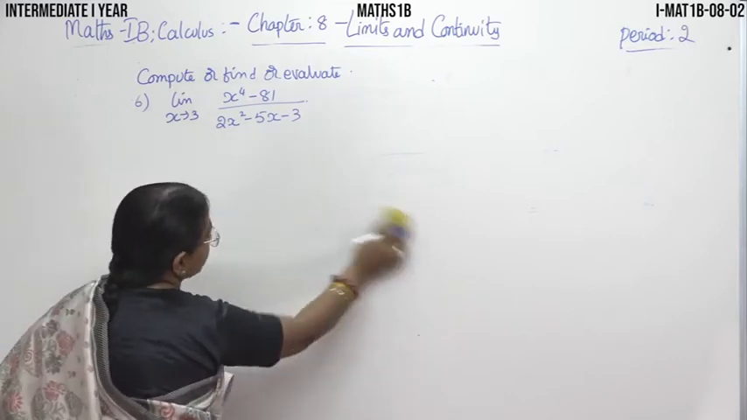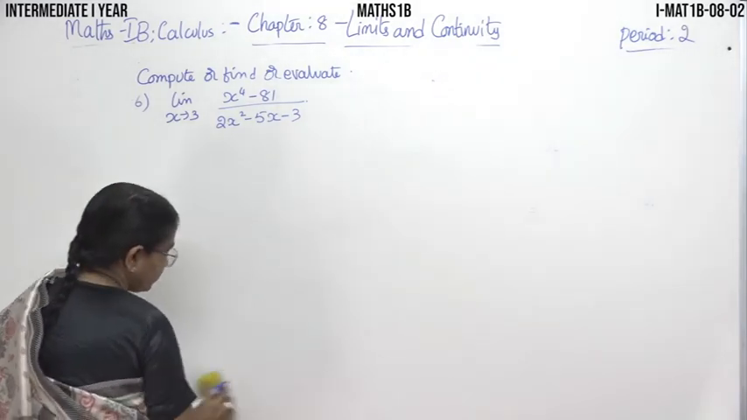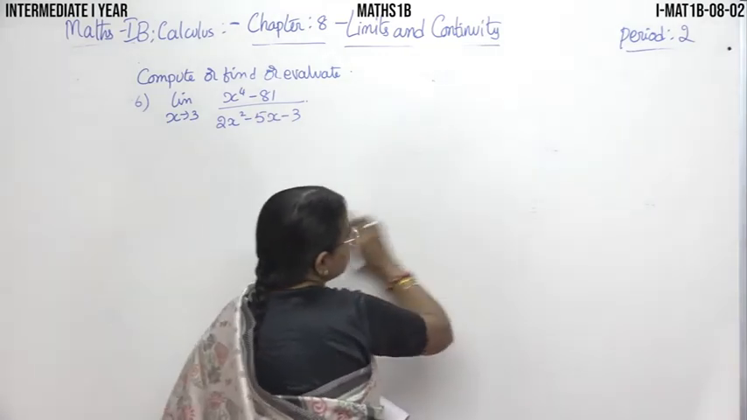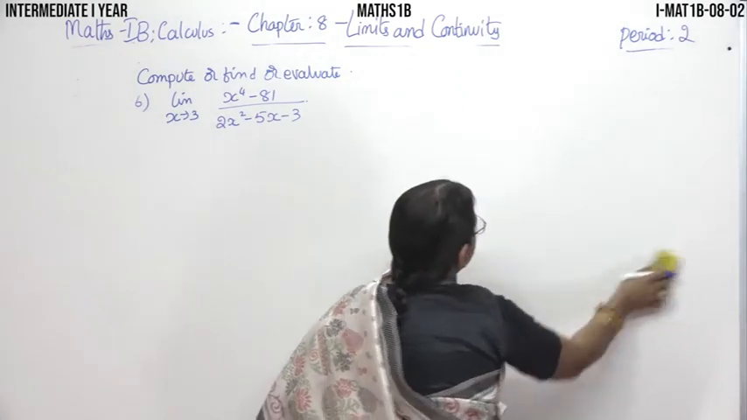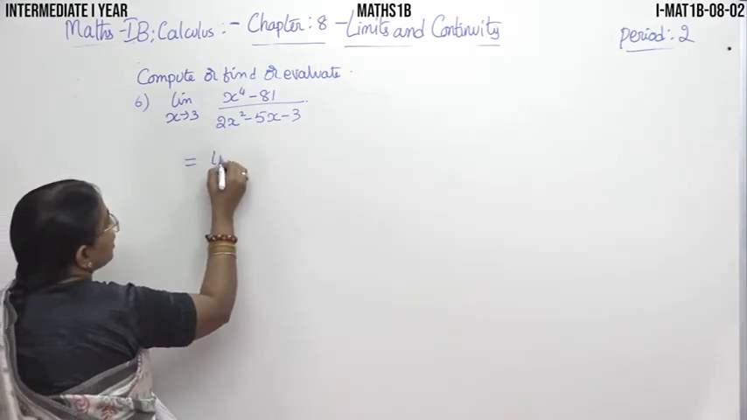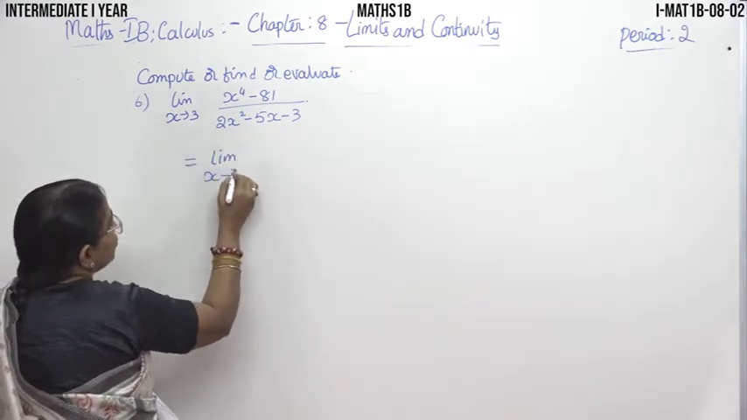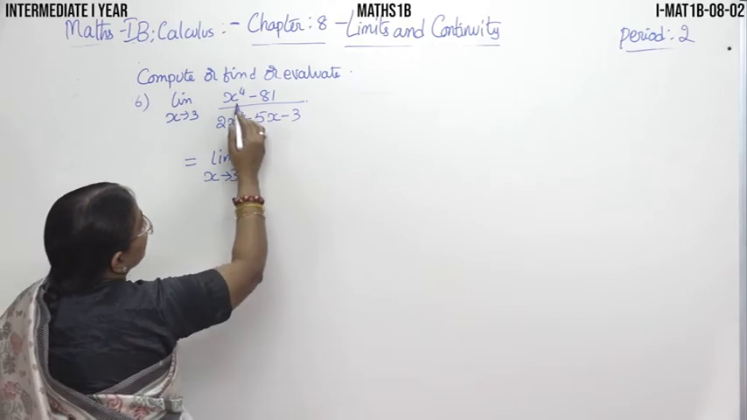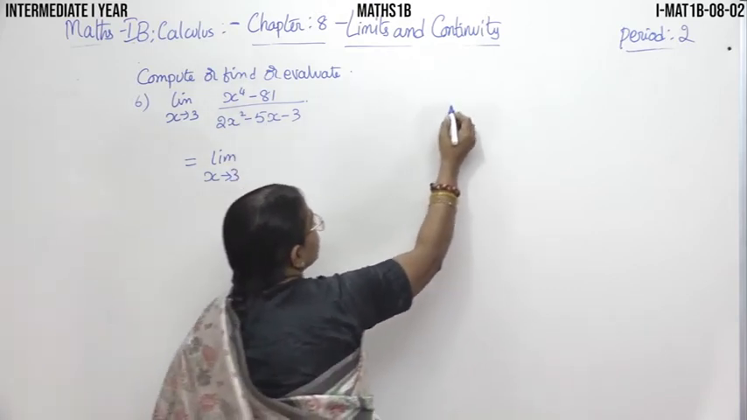So orally you can just substitute and find out whether it is in the 0 by 0 form or not. So here it is in 0 by 0 form, indeterminate form. That means you have to simplify. How to simplify? X tending to 3. So this I'll do it separately.